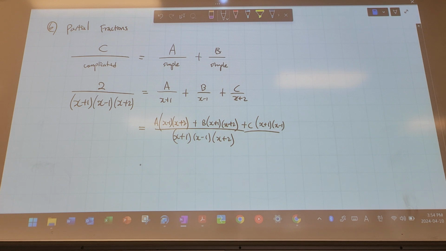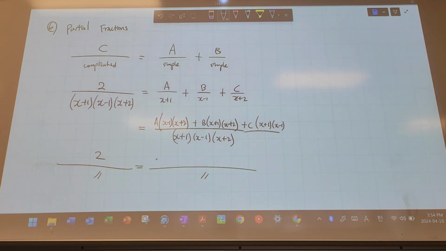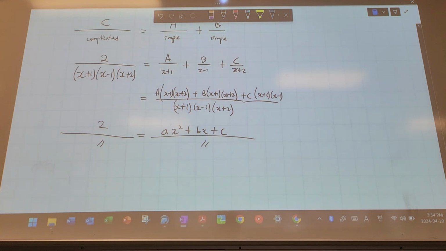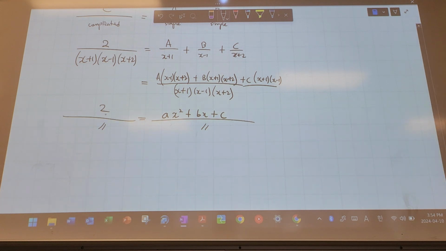Afterwards, we're going to compute the numerator side. So it's going to be 2 on the top here, and on the bottom we'll have the same thing, but after expanding we'll have something like ax squared plus bx plus c. That's the ultimate guideline, and then we do the equating the coefficients part. Because the denominators are the same, it doesn't matter. The left-hand side only has just 2, so we can say that a is going to be 0, b is going to be 0, and c is going to be 2.